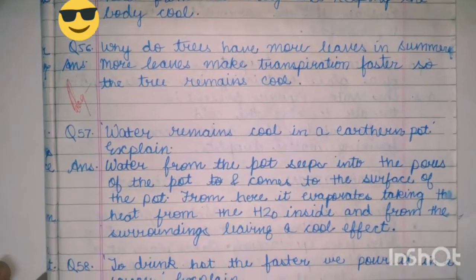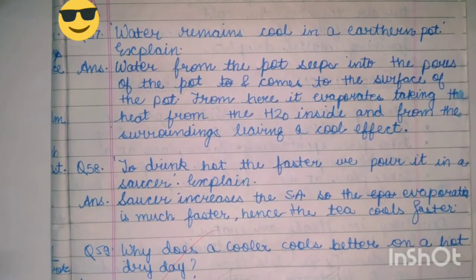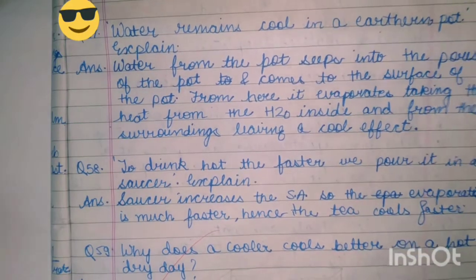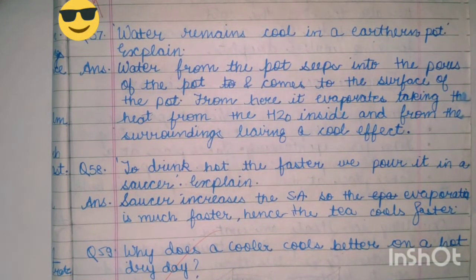Next, water remains cool in an earthen pot. What is an earthen pot? You all say it matka in Hindi. Matka, in which you keep water in your kitchens. So water remains cool in that. What's the reason? Water from the pot seeps into the pores of the pot and comes to the surface of the pot. From here it evaporates, taking the heat from the water inside and from the surroundings, leaving a cool effect.